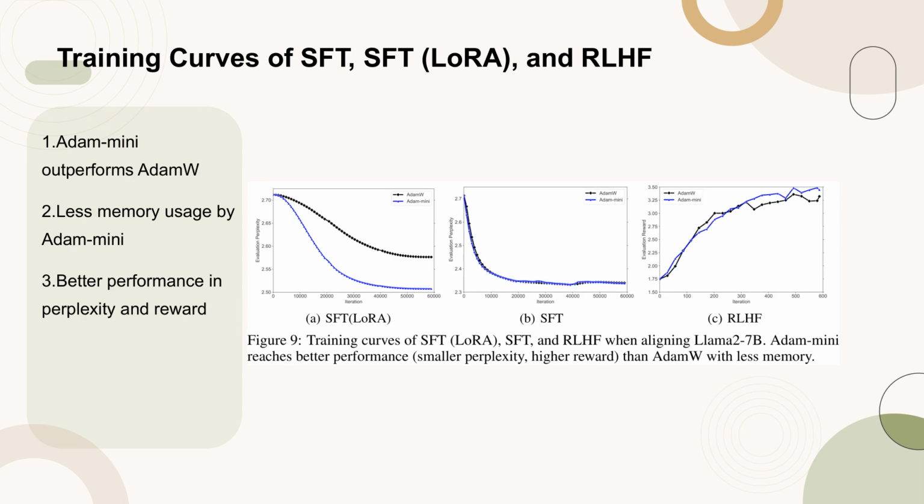Figure 9 illustrates the training curves for SFT, LoRA SFT, and RLHF during the alignment of Llama 2-7B. Notably, Adam Mini demonstrates superior performance with smaller perplexity and higher reward compared to AdamW, all while utilizing less memory. This figure highlights the efficiency and effectiveness of Adam Mini in optimizing the alignment process.